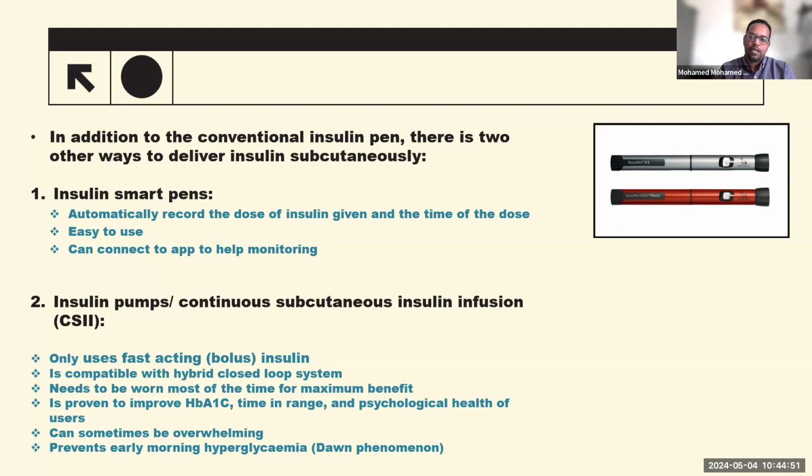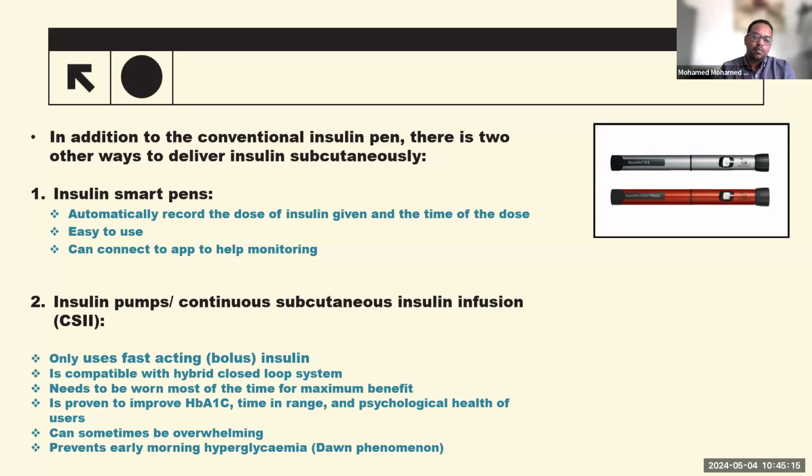And the current RCPCH guideline is that every single patient with type 1 diabetes has to be offered the chance to use an insulin pump. Whether they use it or not is a different issue, but they have to be offered an insulin pump because of these benefits. It can sometimes be overwhelming, because if CGM is overwhelming, how about a pump on top of that?